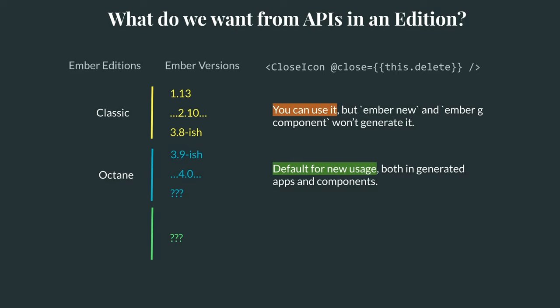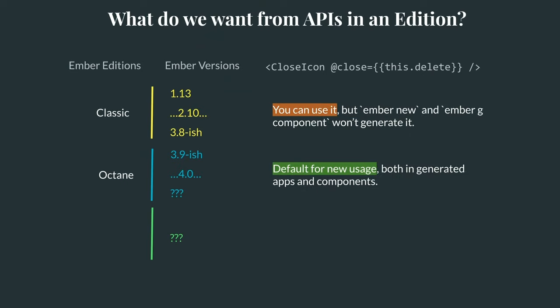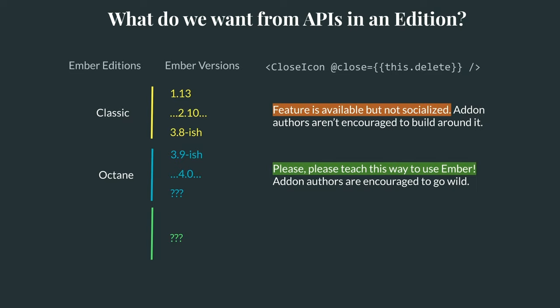You can use it, but a large part of Octane, I think the most practical thing you could point to, is that Octane is the landing of new blueprints and generators to default Ember applications. So when you run ember new or ember g component on a classic app, on a 3.8 app, you will get a classic component. You will get a curly component. But if you install Ember 3.10 or 3.11, then out of the box, you'll get all of the new stuff all at once. So it'll feel like a very different framework, and that's a big switch.